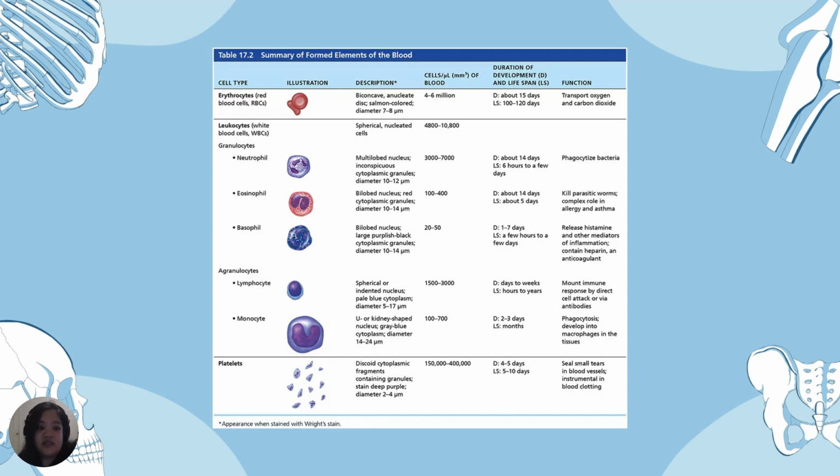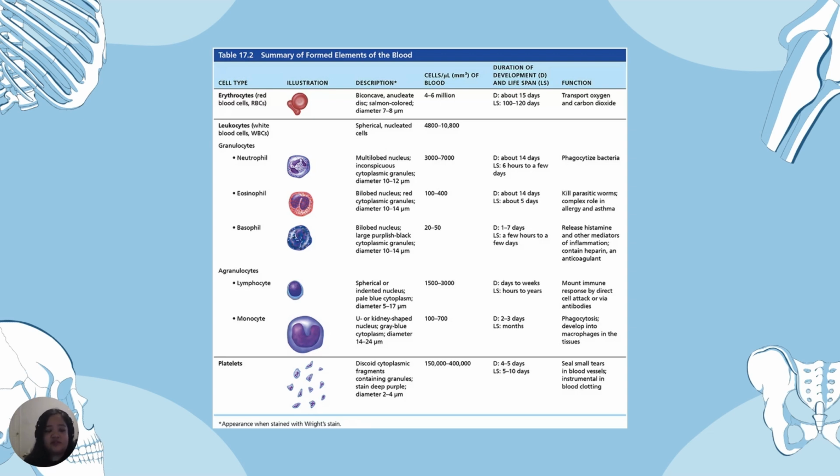The next type are your agranulocytes. So again, these lack granules. We have two types of agranulocytes. The first type are your lymphocytes. So your lymphocytes will have a spherical or indented nucleus. The cytoplasm is usually pale and blue. So we have two different types of lymphocytes. We have T lymphocytes and B lymphocytes.